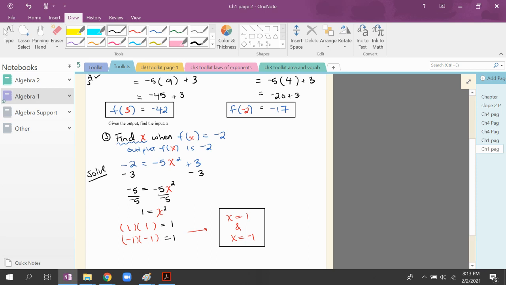So just be careful when we're solving this type of problem. We don't plug in a value for x at the beginning, because that's what we're trying to solve. So you just have to be careful about what the problem is asking. Is it looking for the input or the output? And go accordingly.